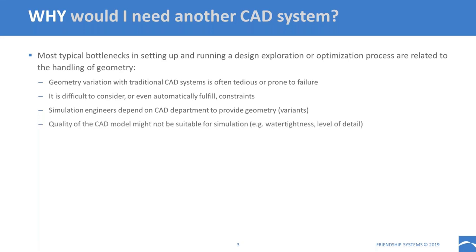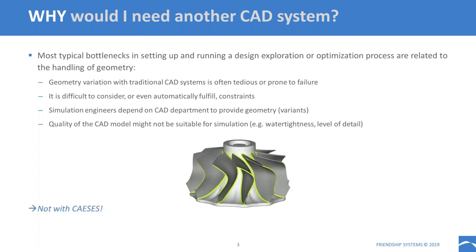Finally, when you're changing the geometry, you would like the quality of the CAD model to be suitable for the simulation that you want to run afterwards, so that you need no manual cleanup of your geometry, and can feed your geometry automatically into your simulation system and grid generation before that. These are the points that we're trying to address with CAESES. It's a very specialized CAD tool that is slightly different from the traditional general purpose mechanical CAD tools, but rather a very focused CAD tool that is specialized on geometry variation for the purpose of automation.